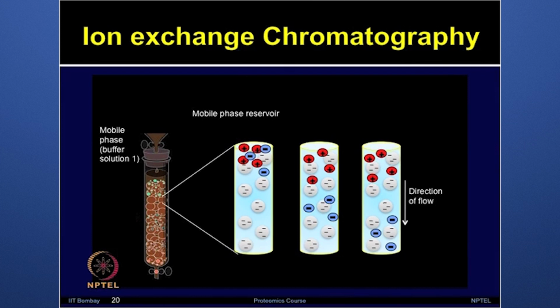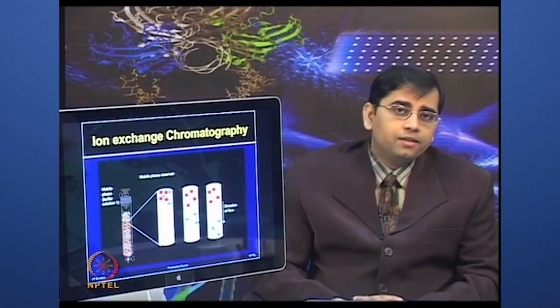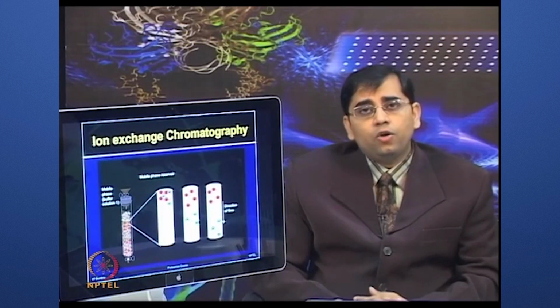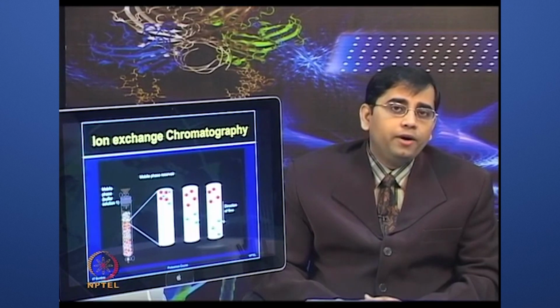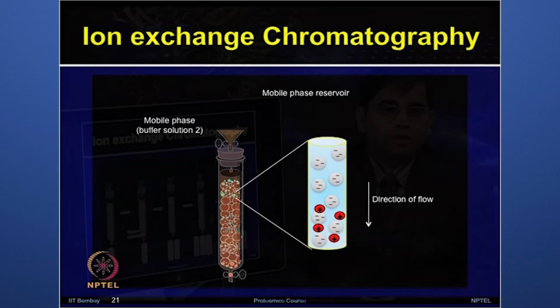Various anionic buffers such as acetate and phosphate are used for cation exchange, and cationic buffers such as tris chloride or ethanolamine are used for anion exchange. Now, the buffered solution is changed so that the net charge of the protein of interest is modified and it no longer binds to the ion exchange resin. Therefore, the bound protein can be eluted out as shown in this slide.